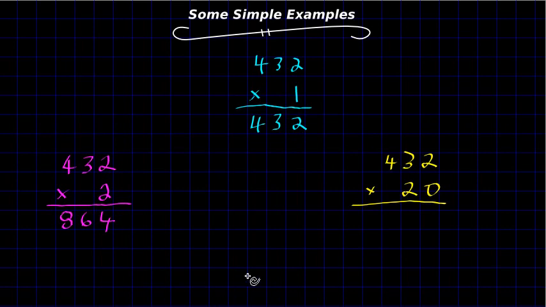As an even more interesting example, let's multiply 432 by 20. That's almost as easy because multiplying by 20 is the same as multiplying by 2 and then shifting over one place. So let's do that. I have a 0, and then we're going to have a 4, and a 6, and an 8. So the answer is 8,640.